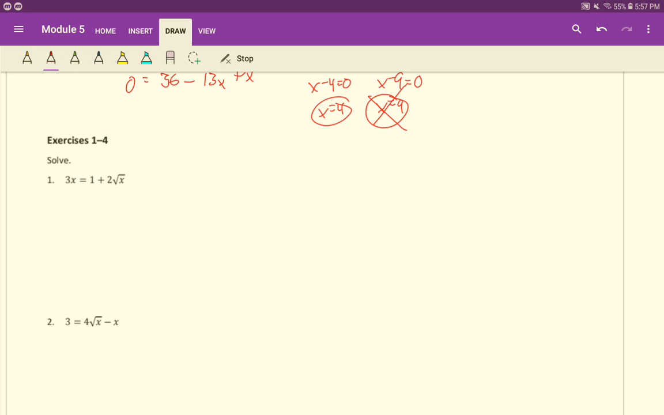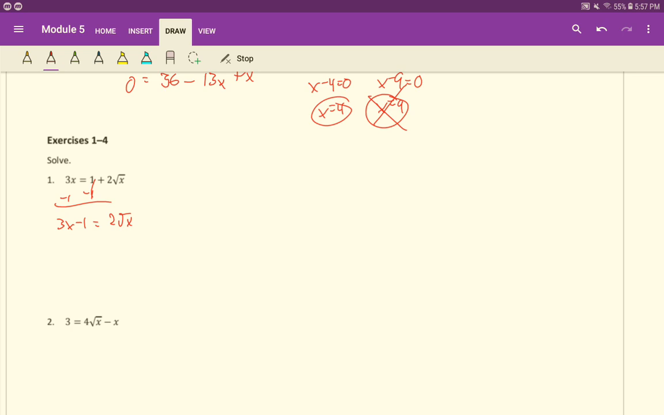All right, let's go ahead and try these exercises then. So same kind of situation here. Number 1, right? We're going to isolate the radical term here. Okay, so why don't you guys go ahead and try this one if you want to. Pause the video and give it a go. All right, to isolate here, we're going to subtract 1 on both sides. So we'll have 3x minus 1 equals 2 times the square root of x.